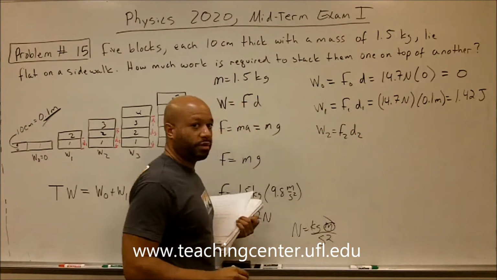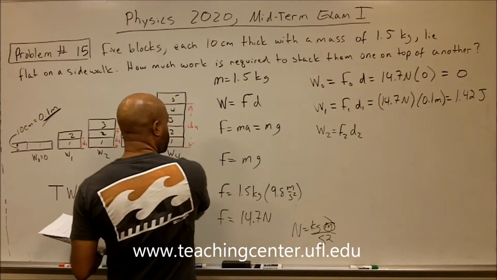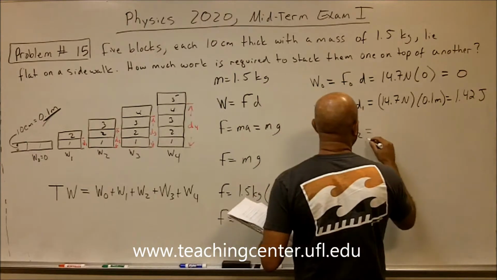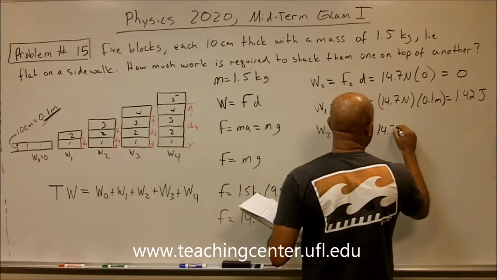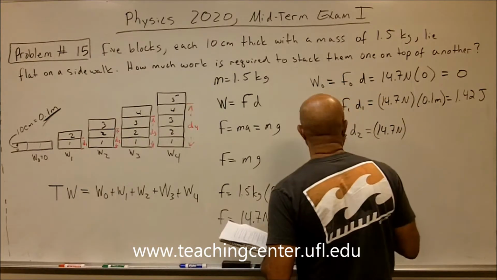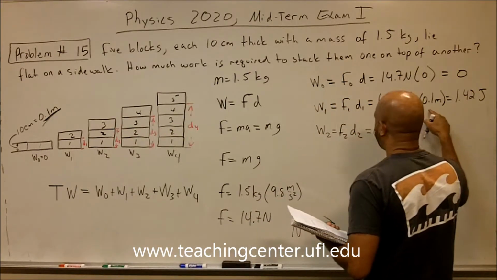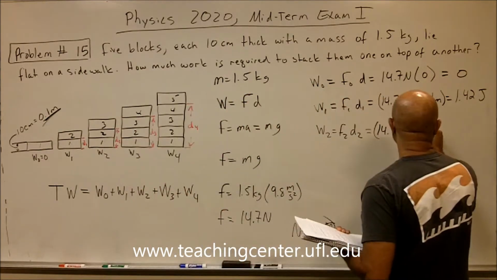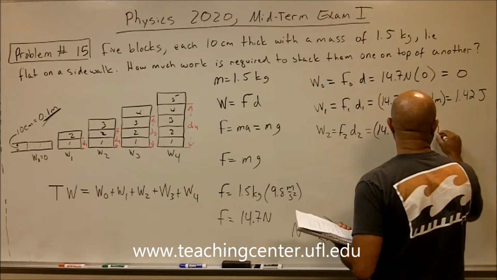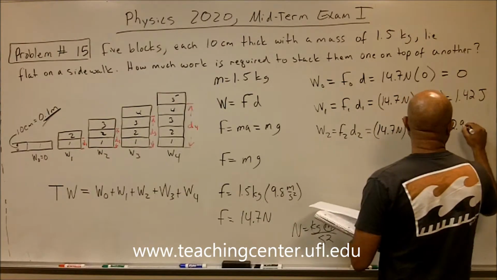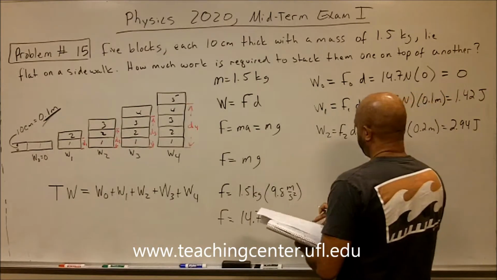And we just repeat this process for each successive work. So the second work is going to be equal to the force, which again is 14.7 newtons, multiplied by the distance traveled, which in this case is, now you're lifting over 2 blocks, so it's going to be 0.2 meters, which is going to be 2.94 joules.